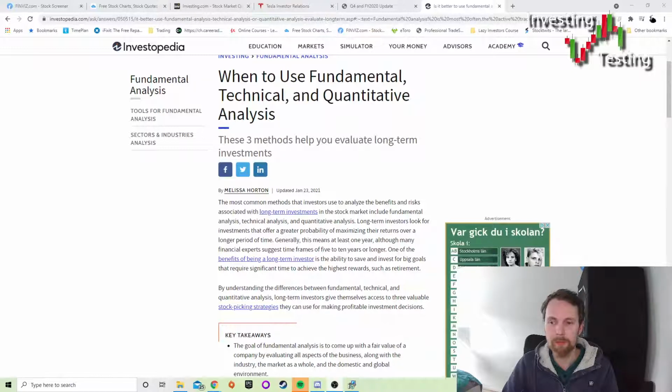This time we're going to be talking about fundamental and technical analysis. On the screen right now, it's also talking about quantitative analysis. And I think that is essentially looking back in the history of charts and seeing how it will go from then on. Maybe even looking at the history of the fundamentals, the history of the company itself, and using that to predict the future.